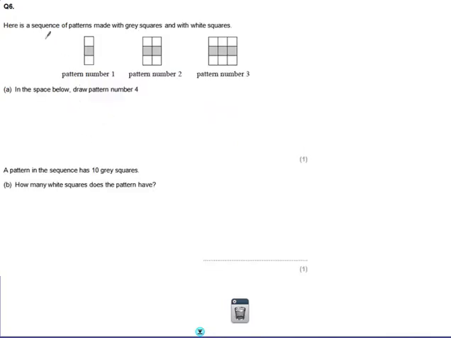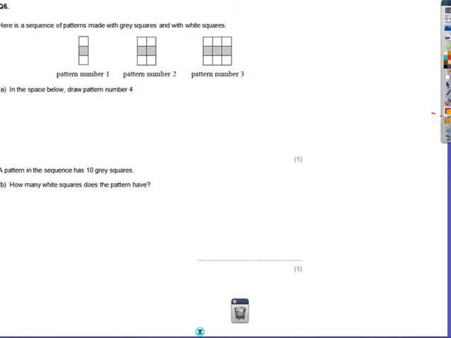Okay, question 6. Here's a sequence of patterns made with grey squares and white squares. In the space below, draw the pattern 4. So pattern 4 would look something like this.